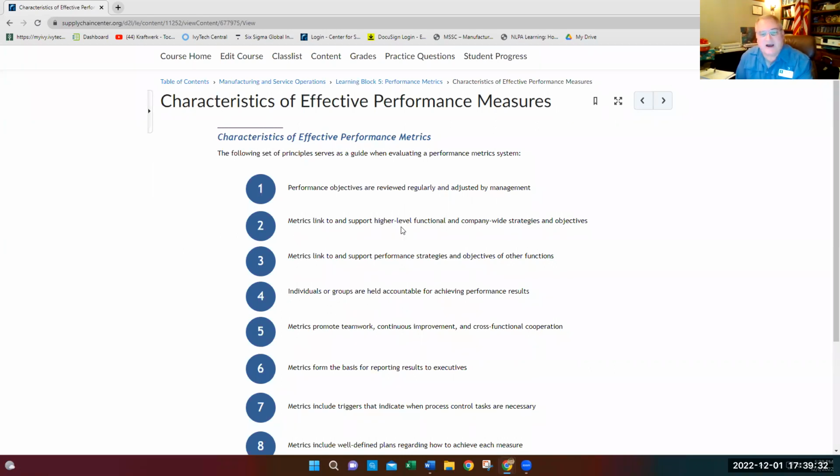Metrics link to and support higher level function and company-wide strategies and objectives. And so using the IB Tech scenario again, if we have professors that aren't inspiring, or they're not teaching you the first level stuff, like if you're taking an introduction to something, and then you go into your next level class where it's a little bit more rigid, and you don't have the skill set that you should have picked up in the introductory class.